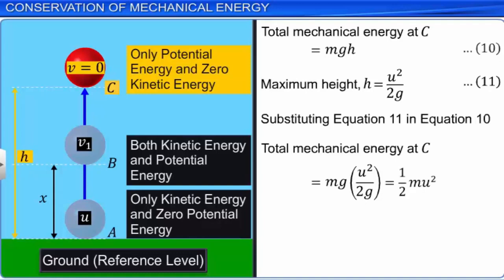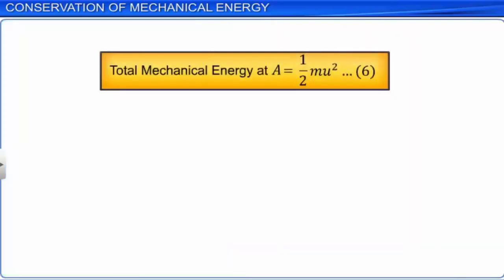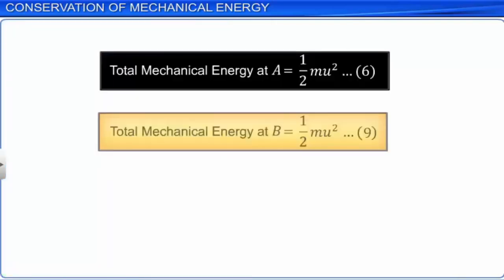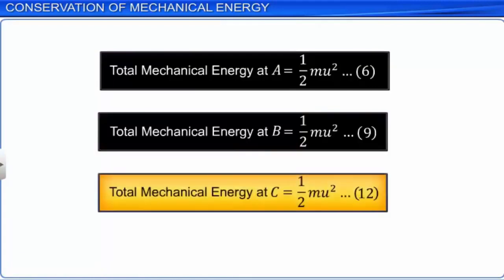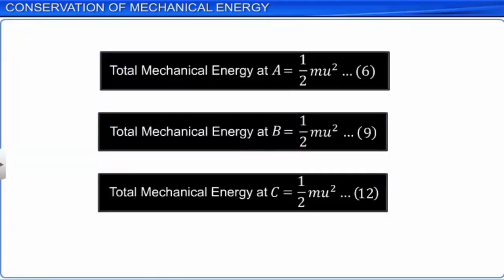Let this be equation 12. We see from equations 6, 9 and 12 that the total mechanical energy at all points along the path of the body is the same. Hence, mechanical energy is conserved at all points along the path.